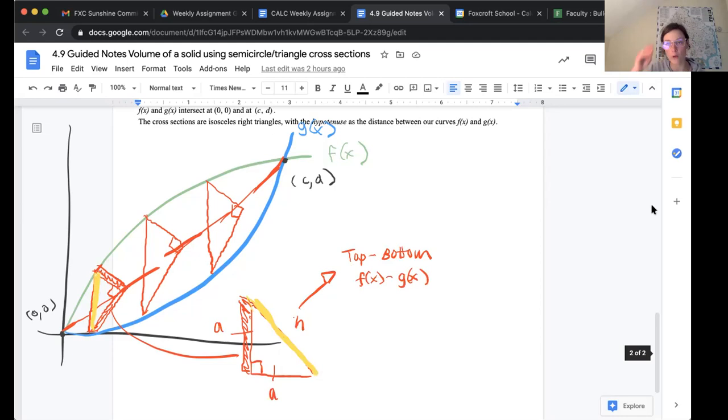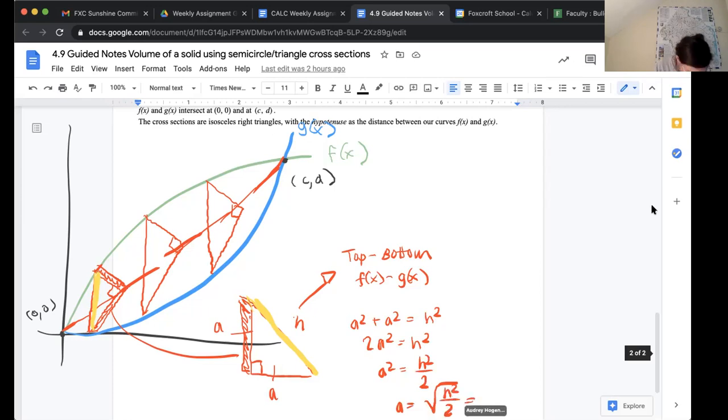And now we're going to use a well-known property of triangles to figure out some more information, and that is the Pythagorean theorem. So we know that a squared plus a squared equals h squared. Okay, so we can rewrite that as 2a squared equals h squared, and then a squared equals h squared over 2. Then a is therefore equal to the square root of h squared over 2, which is equal to, I'm going to rationalize that. The square root of h squared over 2 is equal to the square root of h squared over the square root of 2, which is equal to h over the square root of 2.